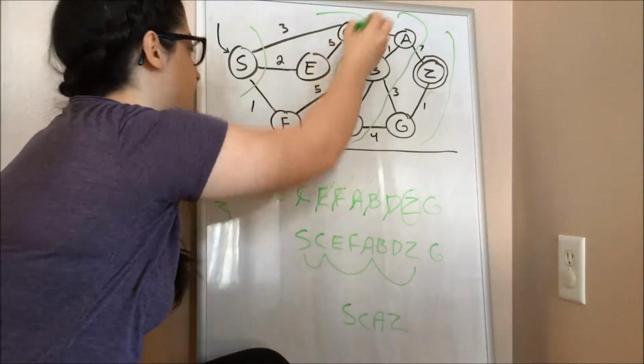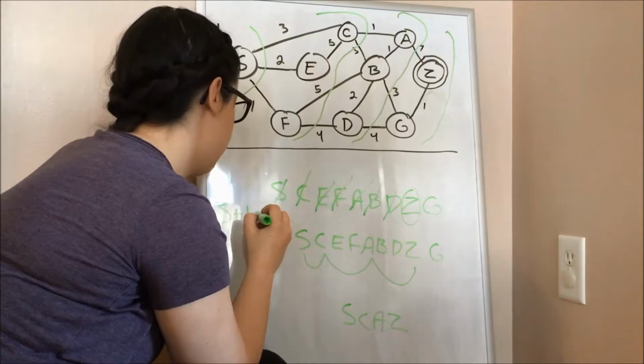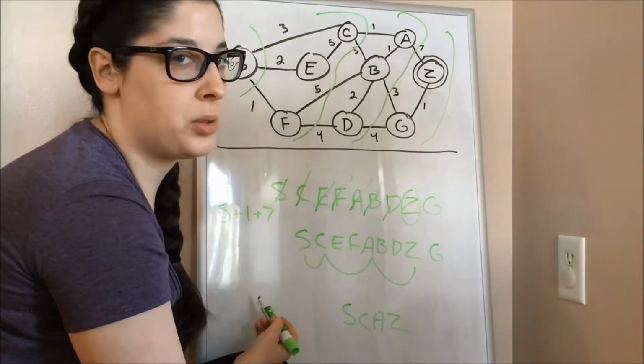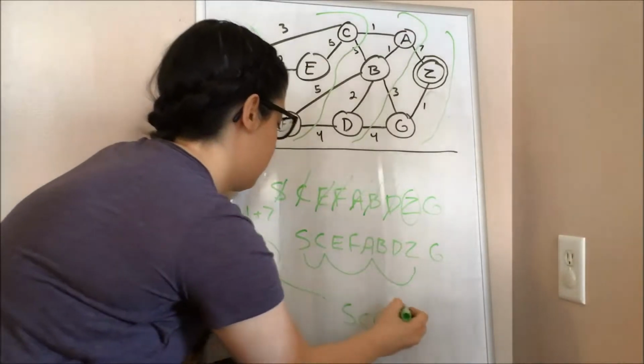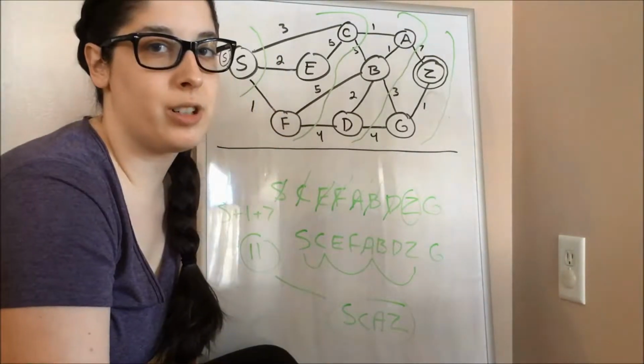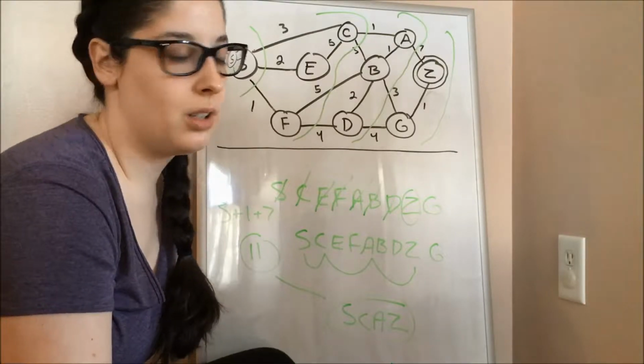And then if you want to calculate the path cost, the path from S to C is 3. The path from C to A is 1. And the path from A to Z is 7. And 3 plus 1 plus 7 is 11. That was the answer to the first 2 parts of part 2 on the quiz.